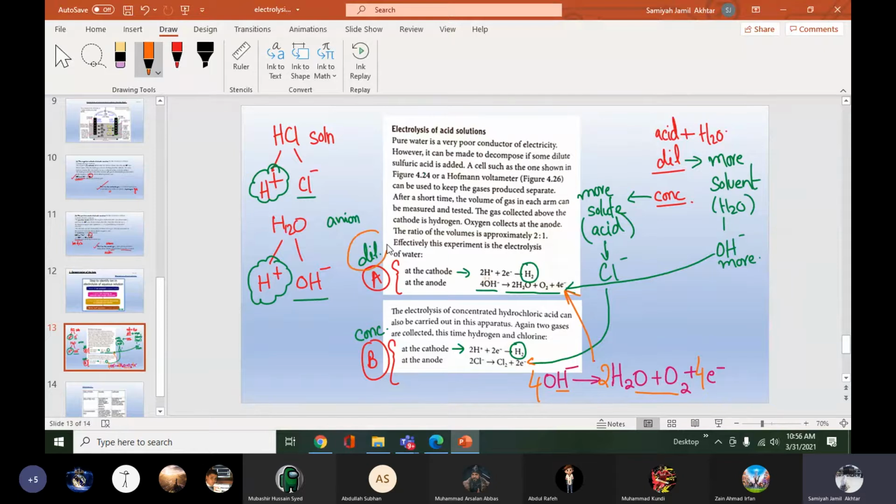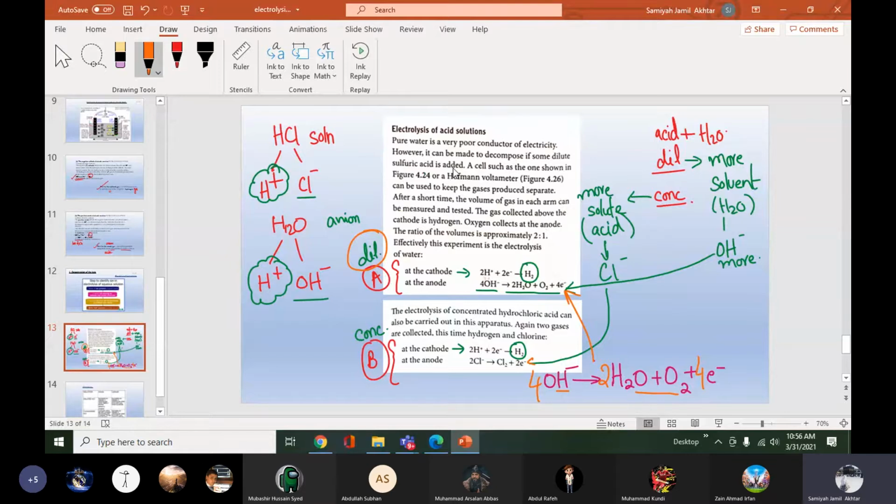whenever a dilute solution electrolyzes, it will give OH ions at anode. So this equation is really important, and please practice these half equations, and keep on revising. So this is about the electrolysis of acid solution. They have given you these two equations taking the example of hydrochloric acid.